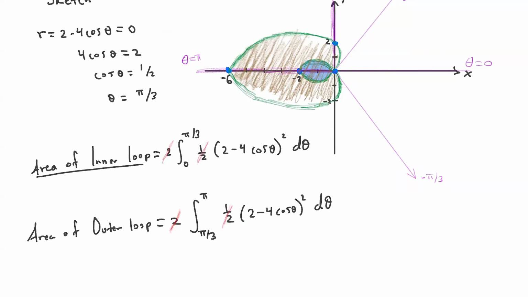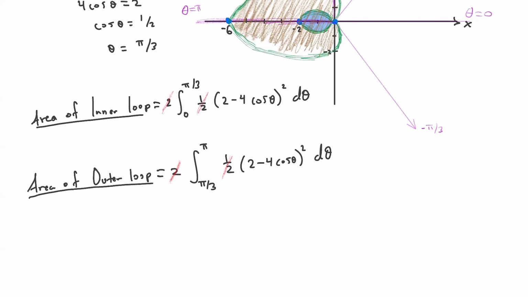And then to answer the final question, we will have to evaluate each of the expressions and then subtract the 2 of them, right? So the answer here will be the area of outer loop minus the area of the inner loop. There you go. Should have thought about that.